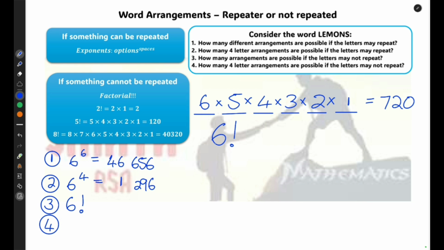Now, question 4. How many 4-letter arrangements are possible if the letters may not repeat? Okay, so it's not 6 anymore, so I know it's definitely not 720, but I can just delete the last 2. And then that would be my answer, actually. So for the first space, I still have 6 options, then 5, then 4, then 3. So I can just erase the times 2 times 1, and then I can just get the answer for this. And that would equal 360.